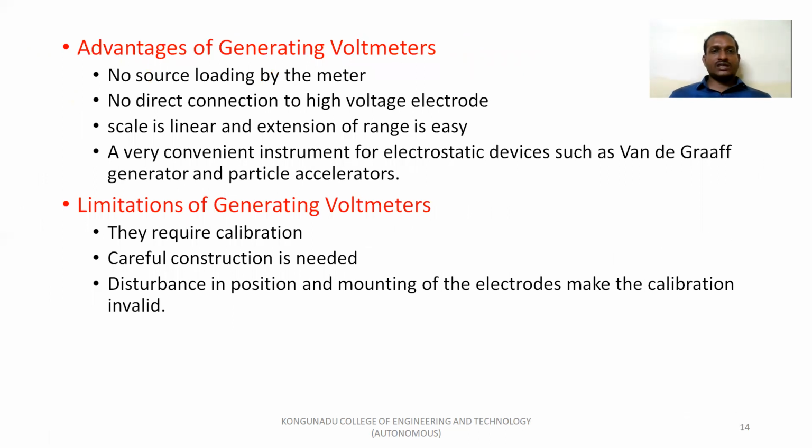Next, advantages of the generating voltmeter. So no source loading by the meter. We are using it only for the condition of no source loading and no direct connection to the high voltage electrode. For that purpose only we are using the generating voltmeter.